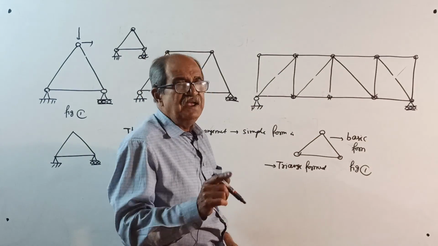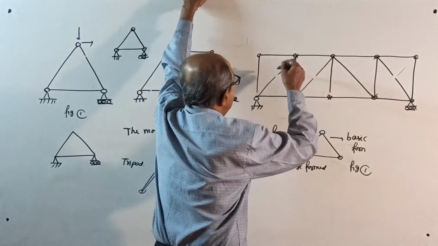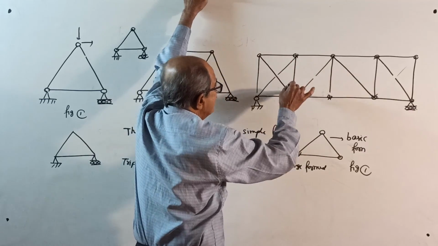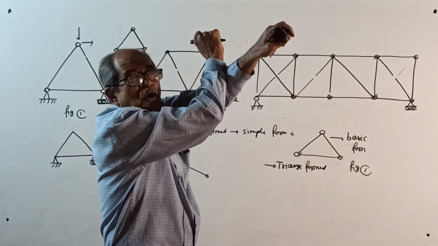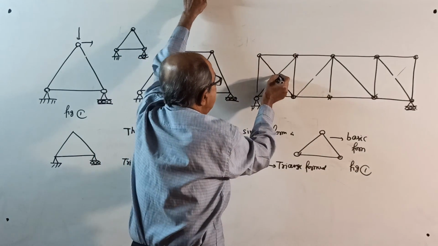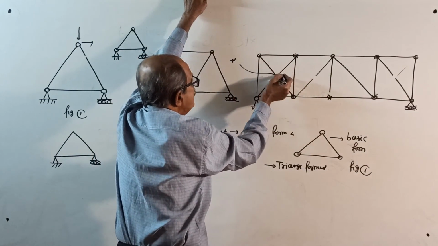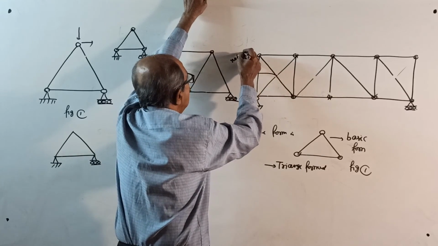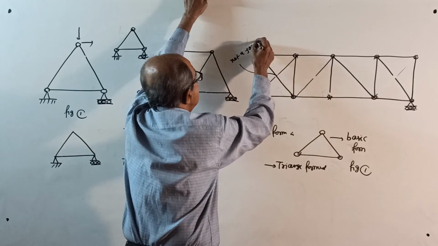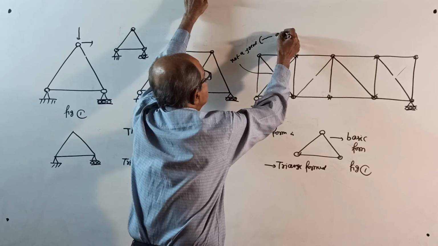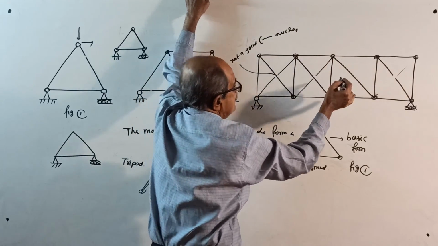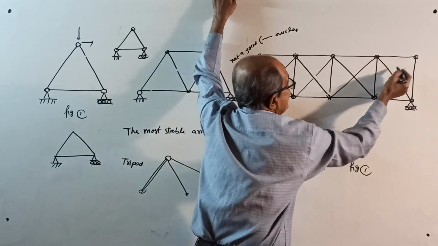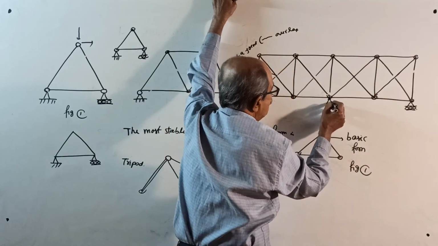Now, suppose after adding this way, I put extra members here. Remember, this is not a joint, it is an overlap. You cannot see a pin there. Not a joint, instead it is an overlap. Now see, I will put one more here, this way, and one more support here.